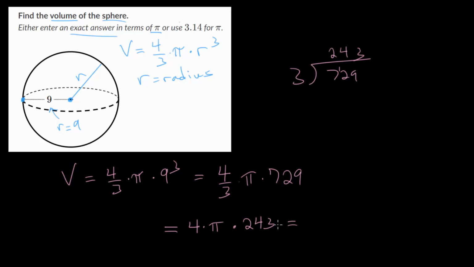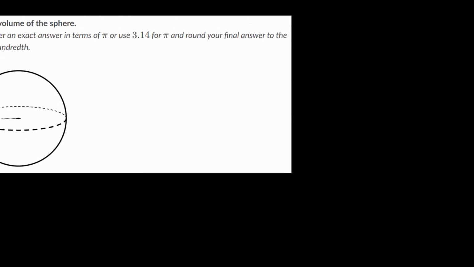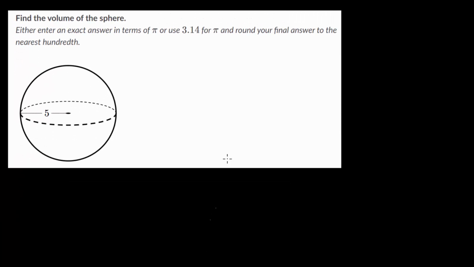And now we can multiply 4 and 243 and then multiply that by pi. And 4 times 200 is 800. 4 times 40 is 160, so that brings us to 960. 4 times 3 is 12. 960 plus 12 is 972. And we'll multiply all of this by pi. So this is the volume of this sphere, and we weren't told any explicit units, so we can just say this has cubic units.